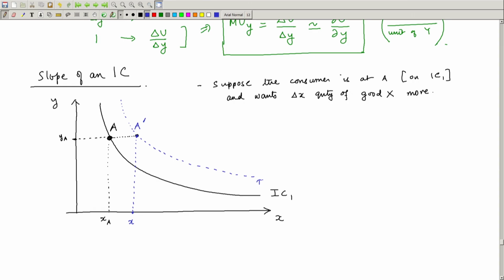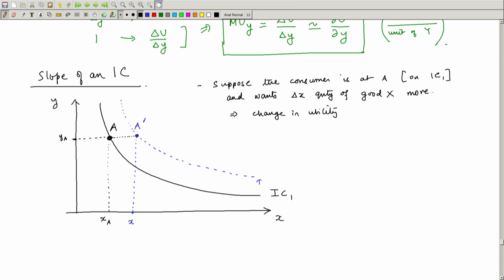Now, suppose the consumer is at A and wants delta x quantity of good x more, which means his utility has changed. In fact, here I can see that he has clearly become better off. I want to quantify the change in utility, right. So, what is the change in utility? So, the change in utility, and notice when I did this change, I kept the quantity of good y the same.